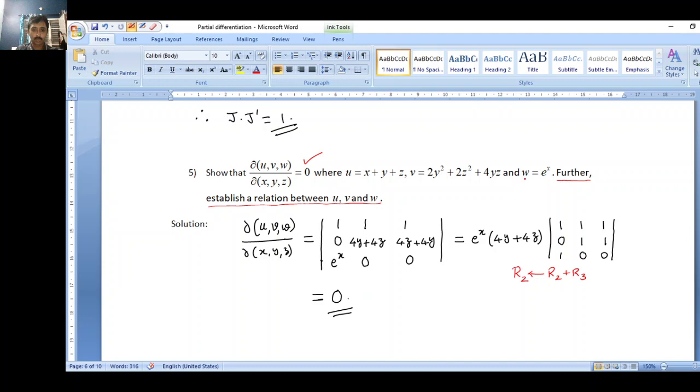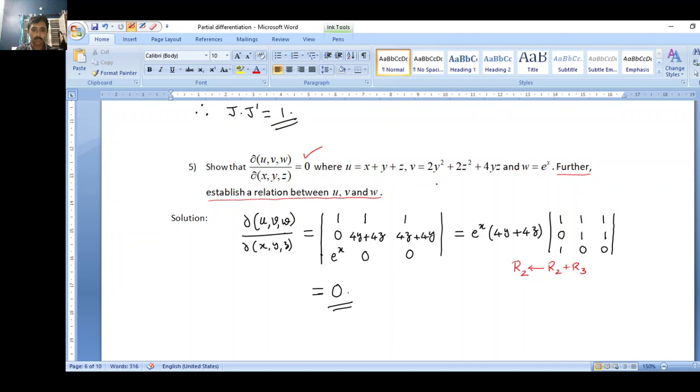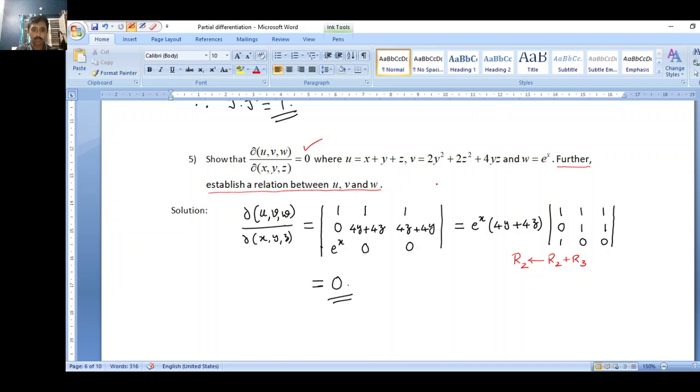And what do you mean by functional dependence? It means that you will be able to establish a relation between u, v and w, or you can try to write u in terms of v and w, or v in terms of u and w, or w in terms of u and v. Now how do we do that? Of course, it's not very easy to do that generally, but if you practice solving a good number of problems, it might be easier for you to observe and see as to what could be the possible relation. Of course, I've chosen a simple problem here to make you understand as to how to connect u, v and w.